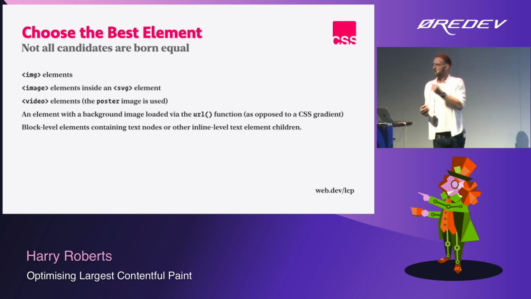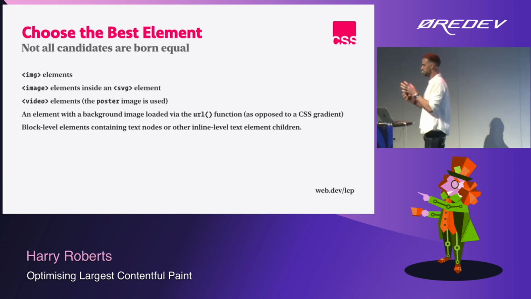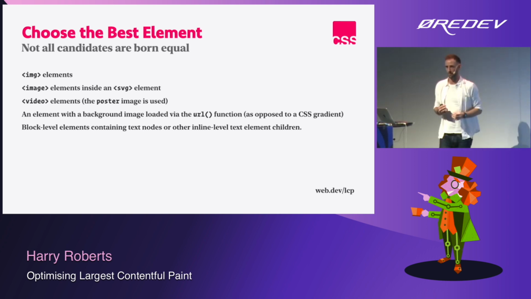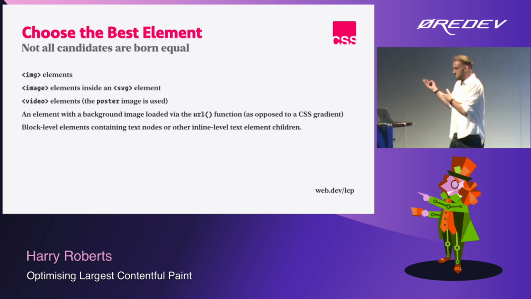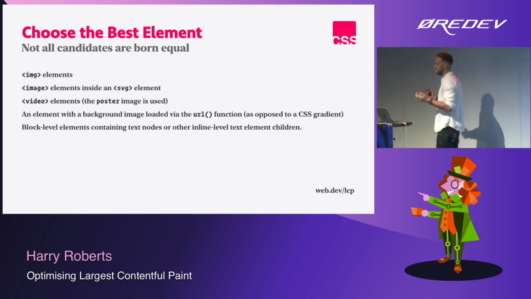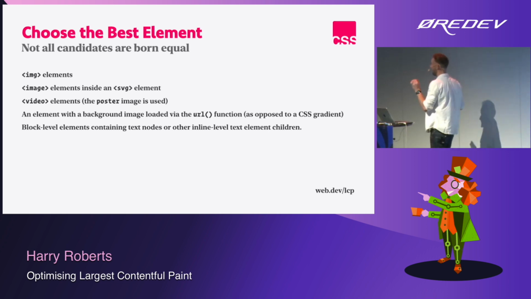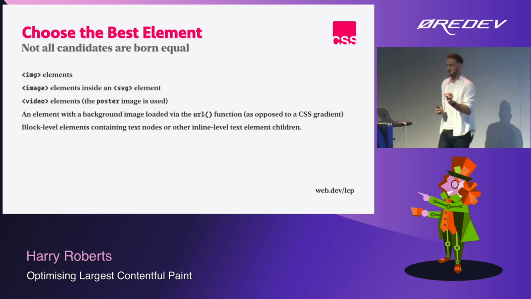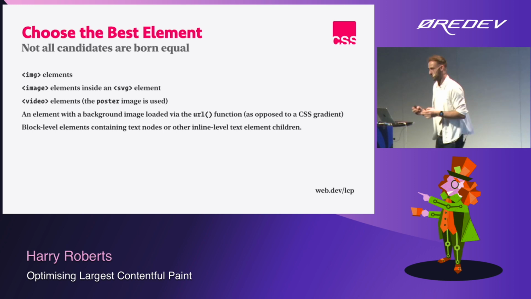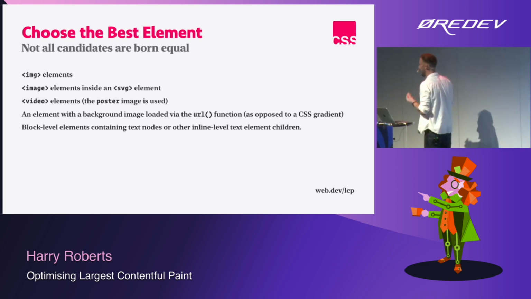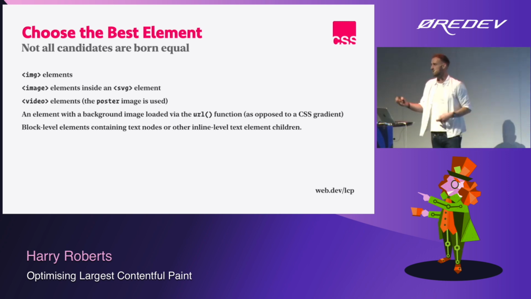What they don't tell you, what web.dev don't mention, is that each of these elements has an inherent different behavior. So they're presented as if they're all equal, but some of these are way worse than others. So in no particular order, we've got image elements inside SVG, which are different things. Video elements that have a poster attribute, so that poster attribute, the image, will be considered for LCP. Any element with a background image or any block level element containing text. So it could be a div, a p, an h1, etc.